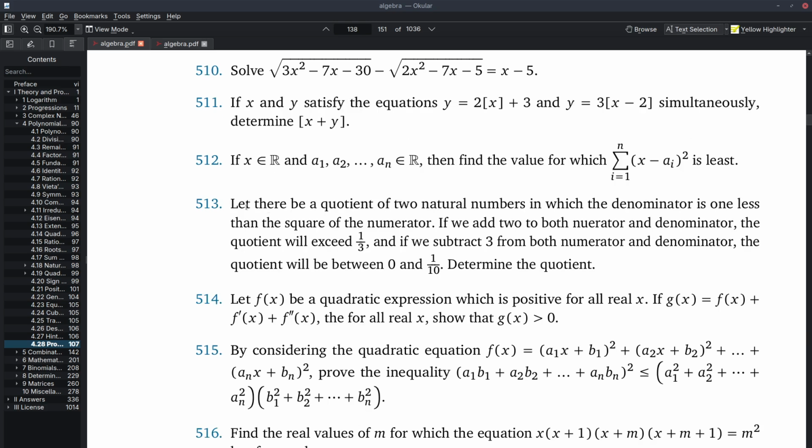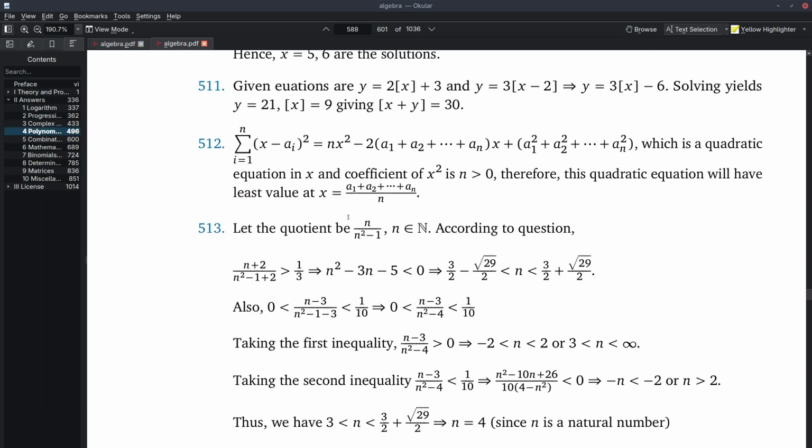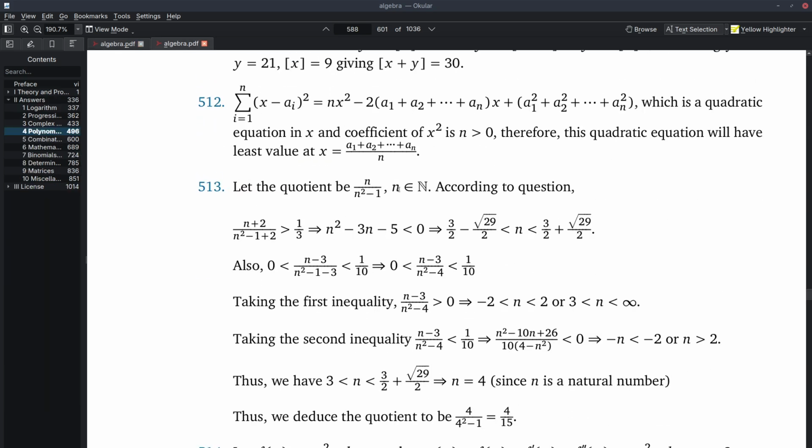Question 513 says that let there be a quotient of two natural numbers in which the denominator is 1 less than the square of the numerator. If we add 2 to both numerator and denominator, the quotient will exceed 1 by 3. And if we subtract 3 from both numerator and denominator, the quotient will be between 0 and 1 by 10. Determine the quotient. So it is given that n is in the set of natural numbers and the quotient will be n by n square minus 1 according to the question.